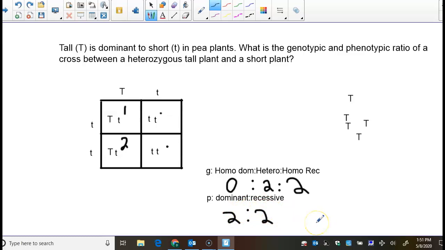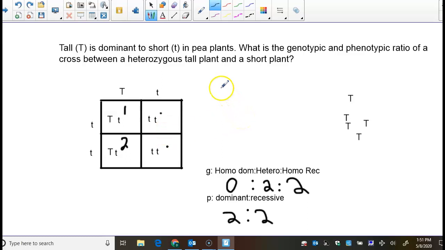Now let's say I want to know what percentage chance I have of having a short plant. Well, if there are 4 options and 2 of them are short, that would be a 2 out of 4, or a 50% chance, right? If I asked, what are the chances of having a homozygous dominant plant, like a tall plant that's big T, the answer would be 0% because none of the options are that. So if it was 1 square, it would be a 25% chance. If it was 2 squares, it would be a 50% chance. 3 squares is a 75% chance. All 4 squares is a 100% chance. And then no squares is a 0%.